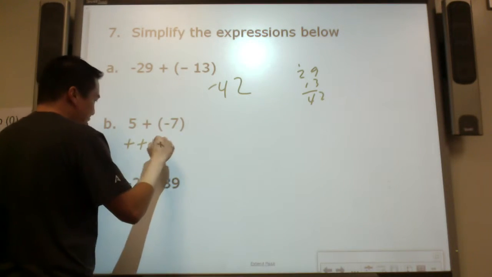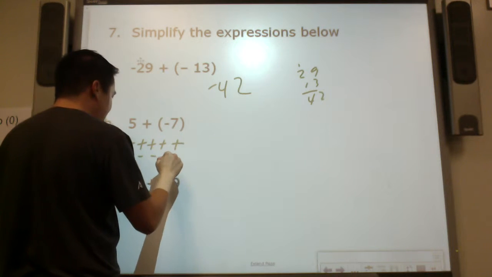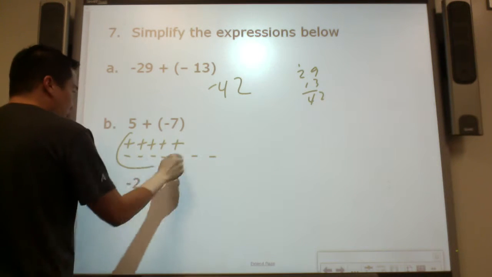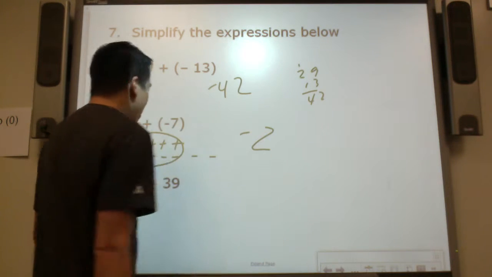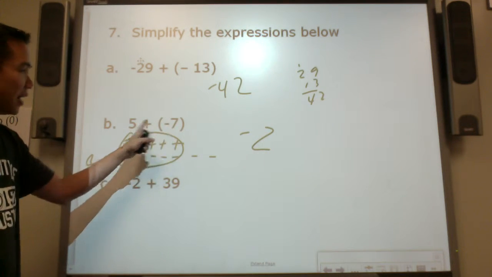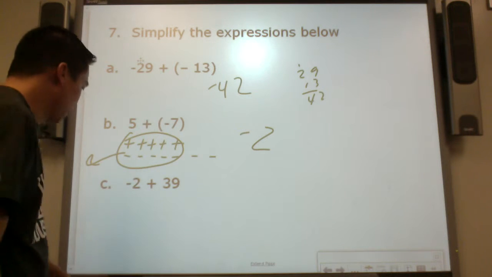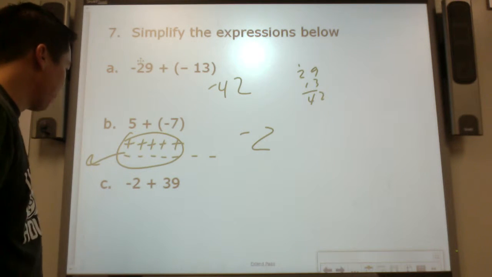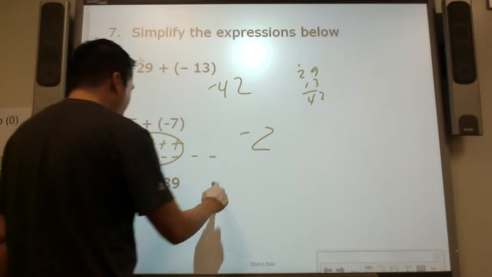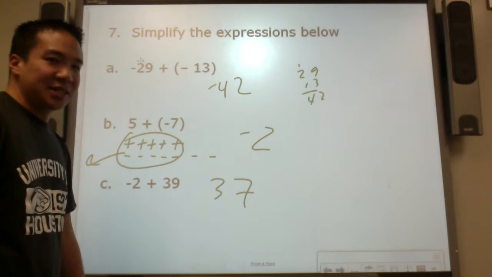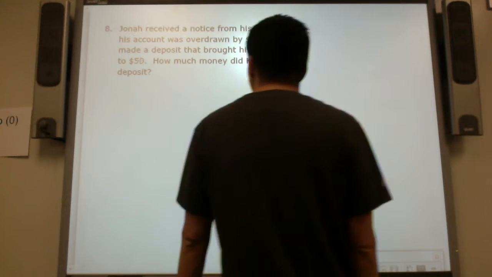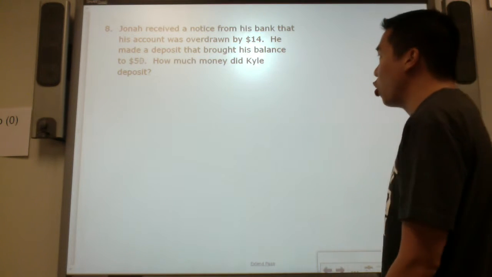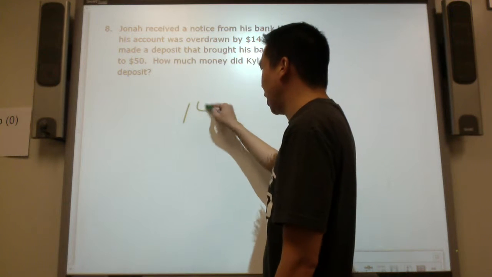All right, I am going to use counters here. I draw 5 positives. I put it together with 7 negatives. So all these are 0 pairs. They cancel out. Negative 2. Another way to think about it, more negatives than positives by 2. I have 2 negatives and 39 positives. Do I have more positive, more negative? I'm more positive. By how many? 37 positives.